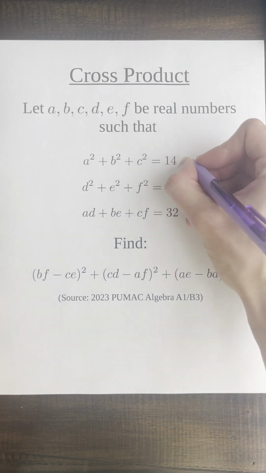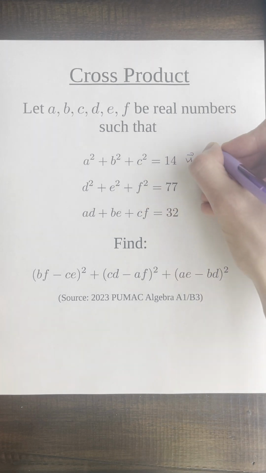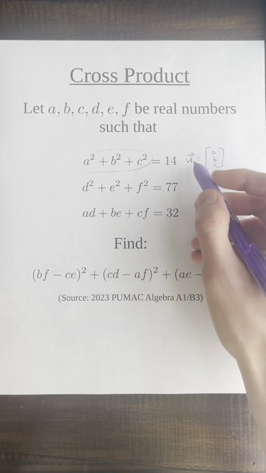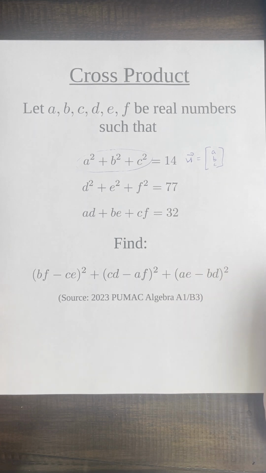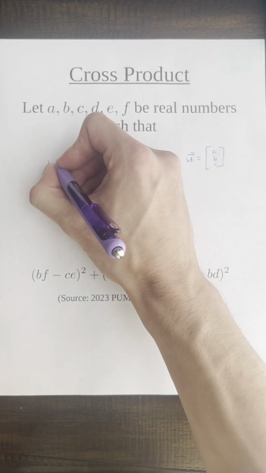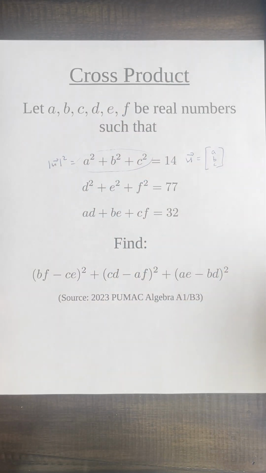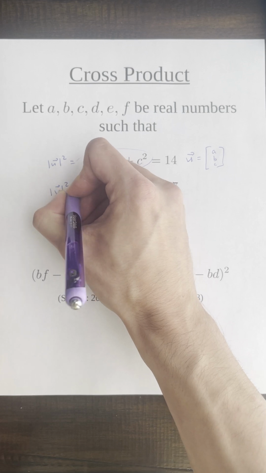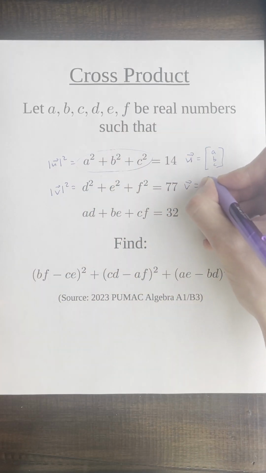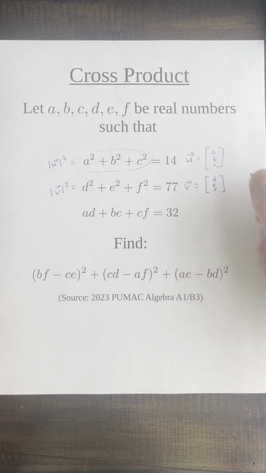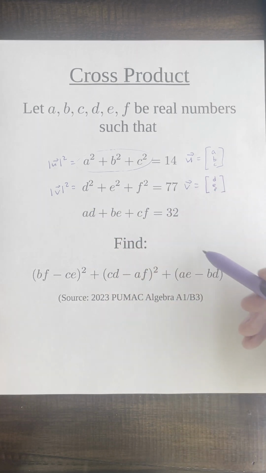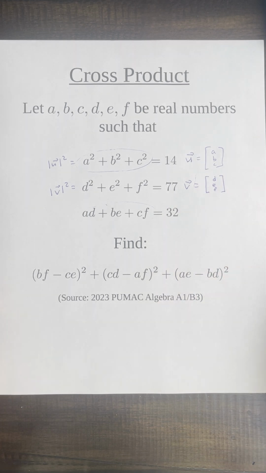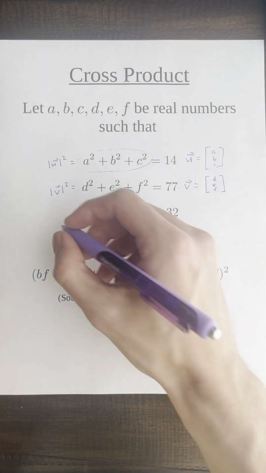Well, if I assign a vector, let's say vector u, like this, what would this expression be in terms of u? It would be norm squared. And we can do something similar with the second equation. I'm going to make another vector. How about the third equation? What would this be in terms of vectors u and v? It's the dot product.